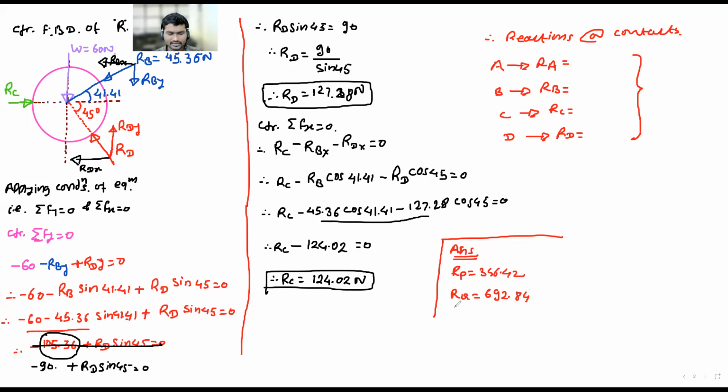Then RS. R is equal to 1500. RR is equal to 0 Newton. 1500, and lastly RS is equal to 346.42, all in newtons? Yes, sir. Okay, please do check it.